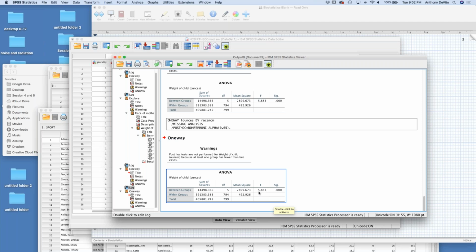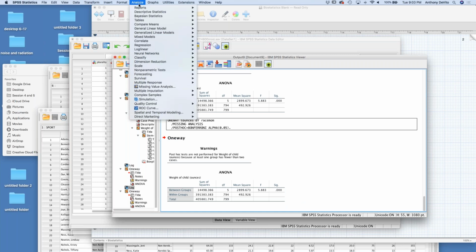In this case, the F score, the analysis of variance score, tells me that there's less than 5% chance that I would be wrong if I reject the null hypothesis and say that there is no difference, that all of these means are equal. I can go ahead and reject the null hypothesis that all of these means are equal to one another. Now I can go up and do my post hoc test.